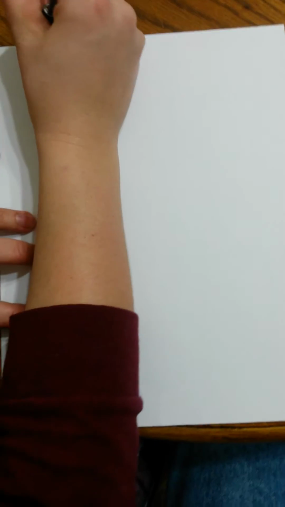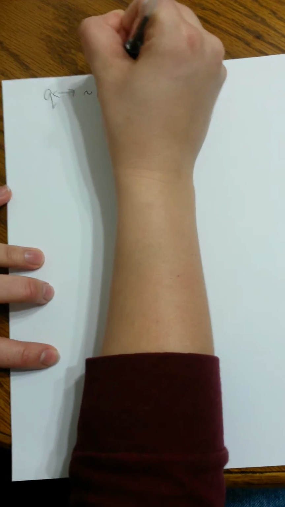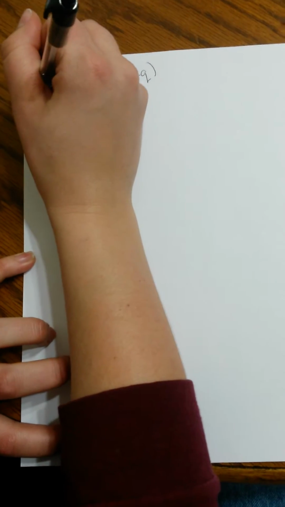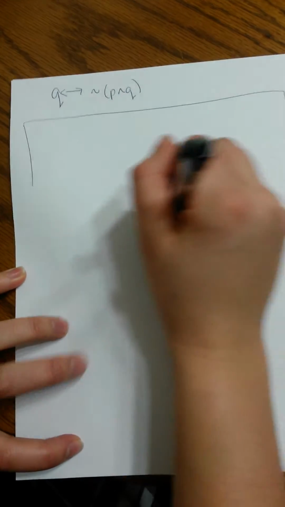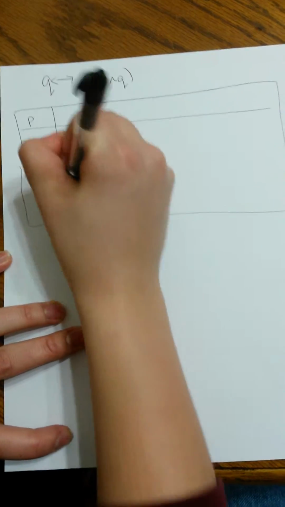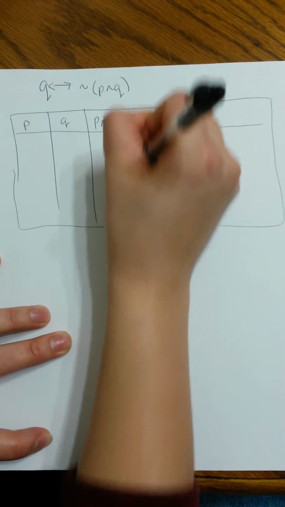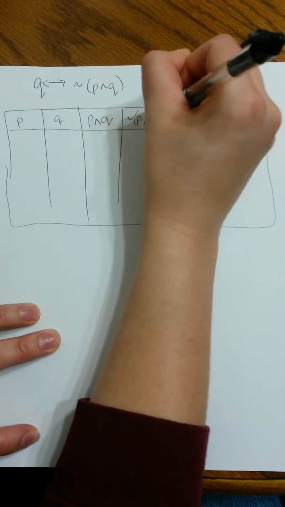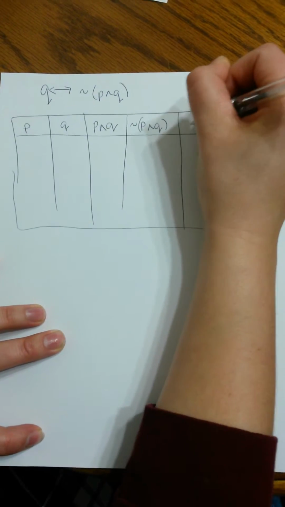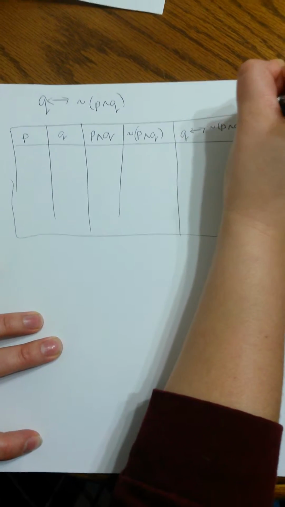Alright, so I'm going to put this to the side, and I'm going to make this truth table. So it says Q if and only if not P and Q. Alright, so that's what it gives us. So I'm just going to make a table here. Up here we'll have P, Q, P and Q, not P and Q, and then Q if and only if not P and Q.